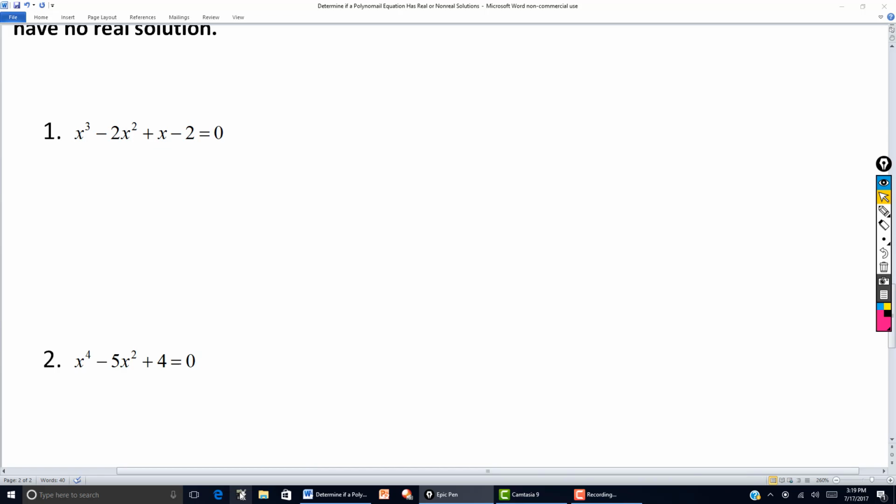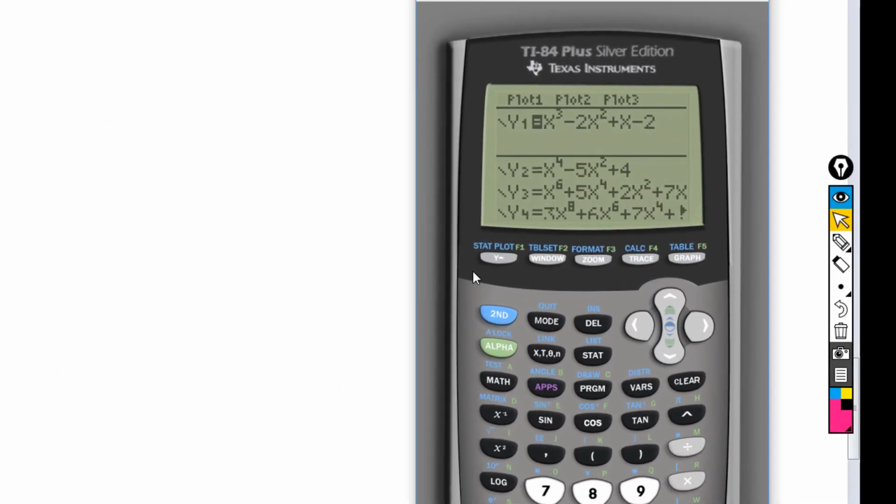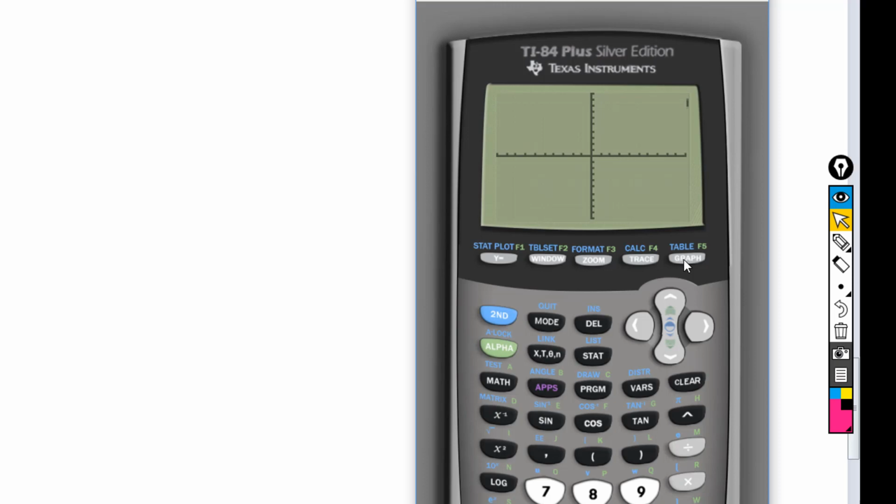Okay, so here I have all of them already entered just to save time. So I'm going to look at number 1 and look at the graph of that one. I have it highlighted, so I'm going to hit graph, and you can see what the graph looks like. You can see again, because it's odd degree and the coefficient is positive, it goes up, and you can see it crosses right there. Now you can look at the table here.